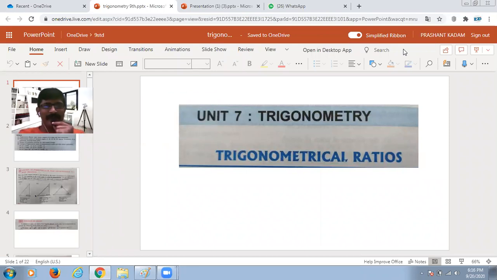Hello guys, good evening. So we're going to learn today this trigonometry chapter right from the basics onwards. There would be approximately 4 topics in all to learn this trigonometry chapter. And this is 9th standard first topic, trigonometrical ratios.